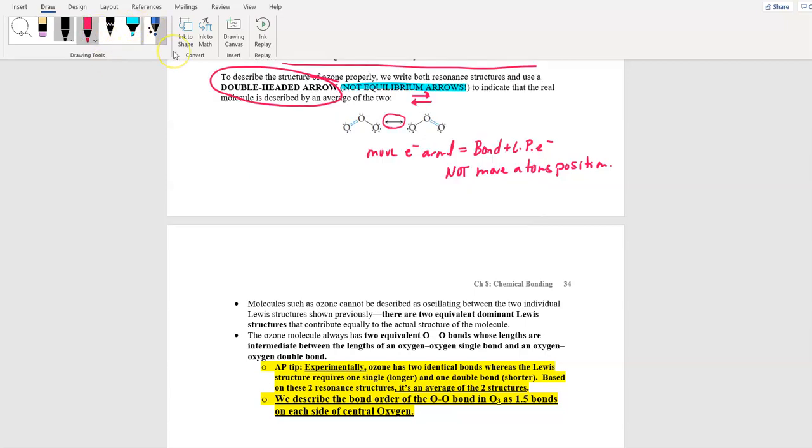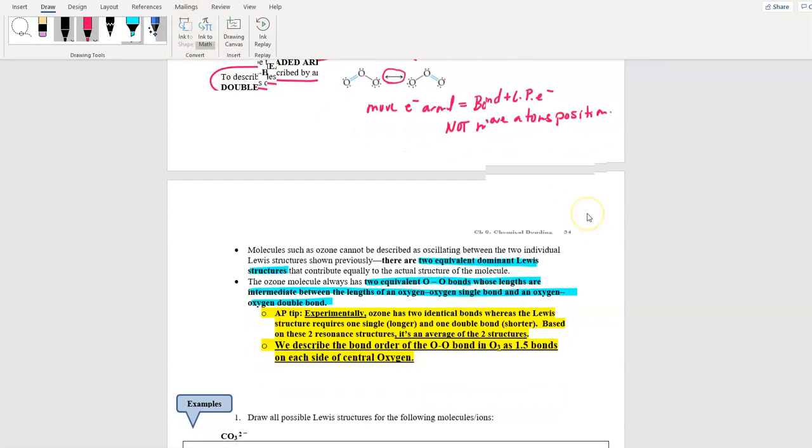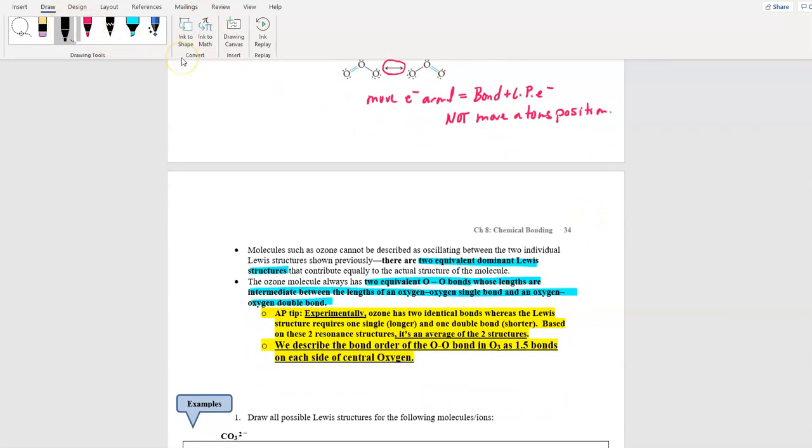So you have 2 equivalent dominant structures for ozone. Ozone always has 2 equivalent OO bonds whose lengths are intermediates between singles and doubles. This is very important right here that you understand what I'm about ready to say. Let's say right here you had that double bond on the left, but you could also have the double bond on the right. So what you see is something like this.